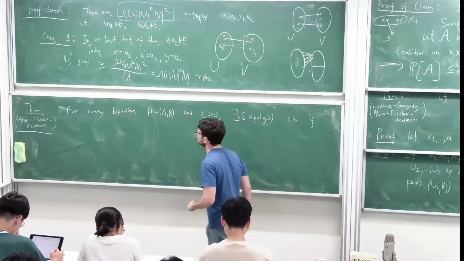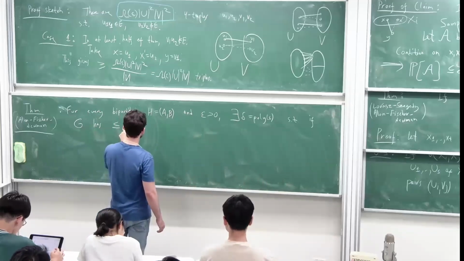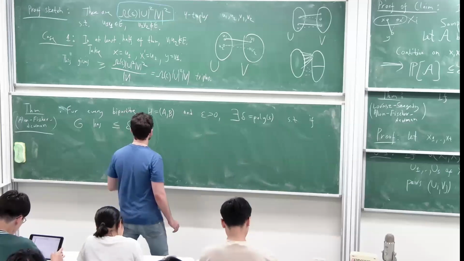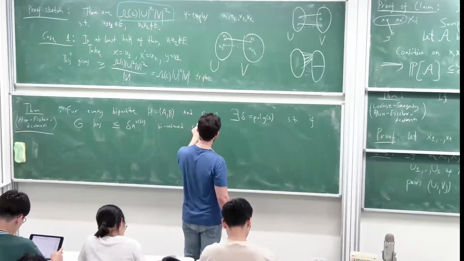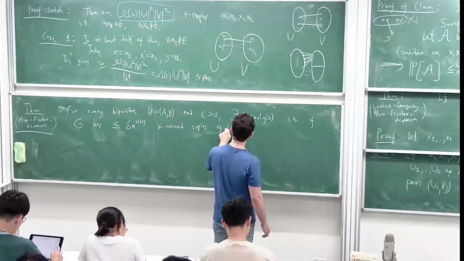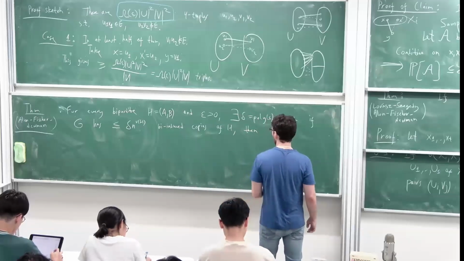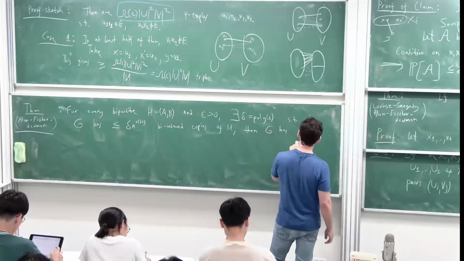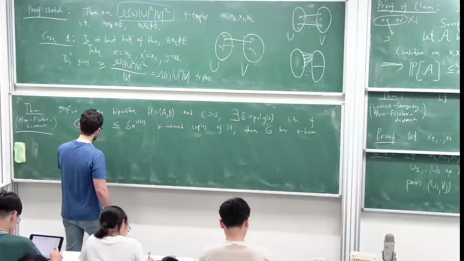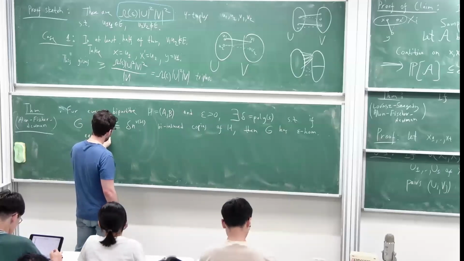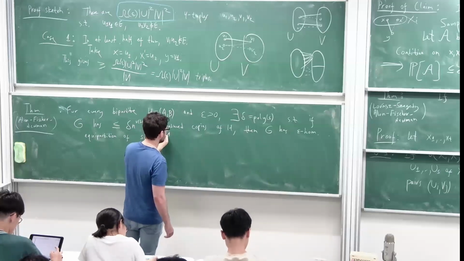if G has at most delta n to the v of H bi-induced copies of H, then G has an epsilon homogeneous equipartition of size at most 1 over delta.